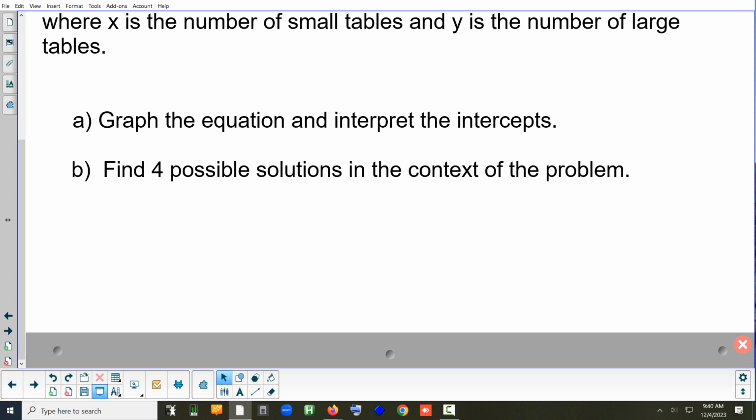All right, let's start with part A. Can someone remind me what was the equation that they gave us that we're going to be graphing? What was the equation they gave us?